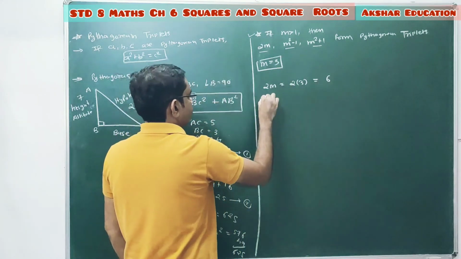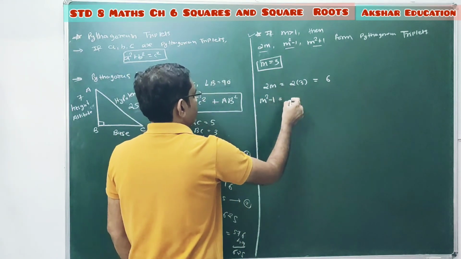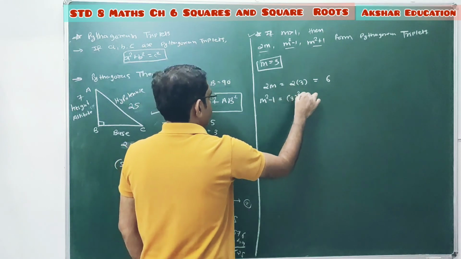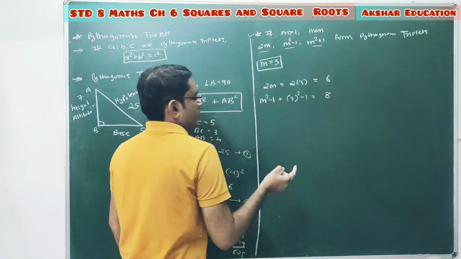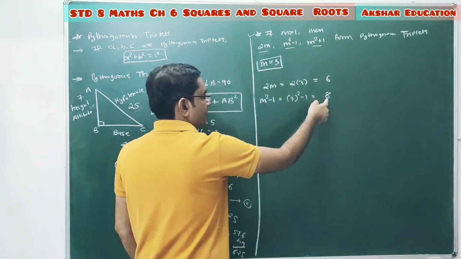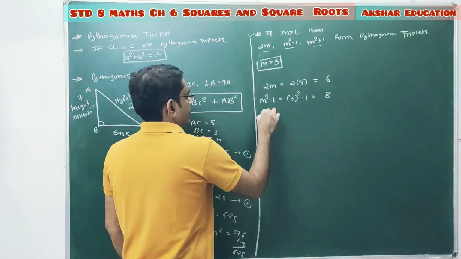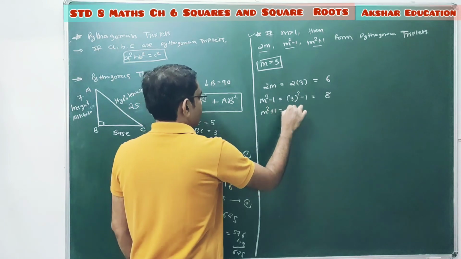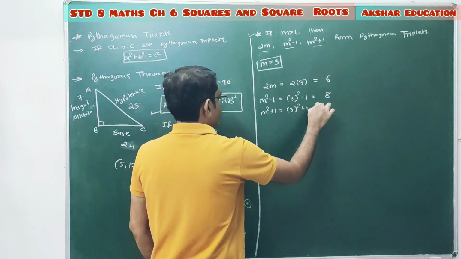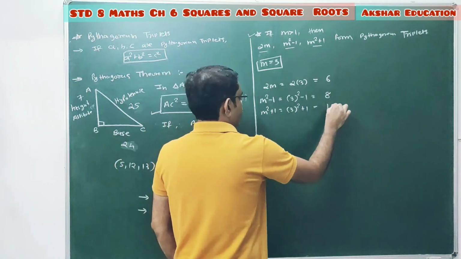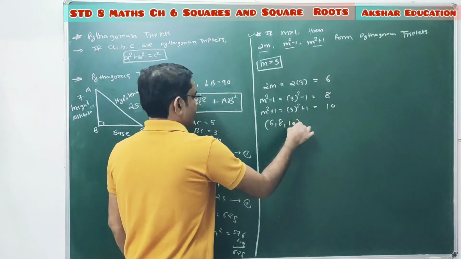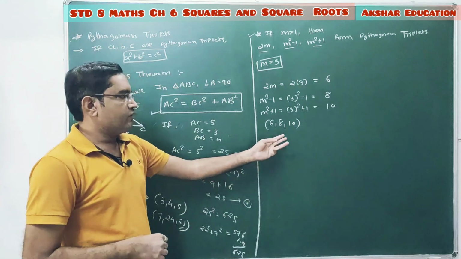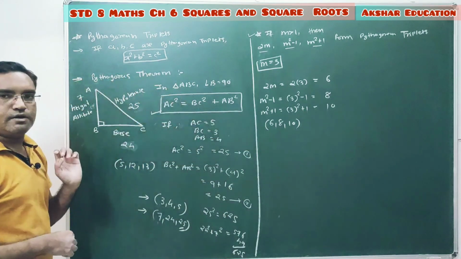The second side is m square minus 1. So m is 3, 3 square minus 1. So 3 square is 9 minus 1, so 8. So the measure of the second side should be 8. And the third side is m square plus 1. So it is 3 square plus 1, 3 square is 9 plus 1 is 10. So these are the values of the Pythagorean triplet: 6, 8 and 10. These are the values that will satisfy our Pythagoras theorem.